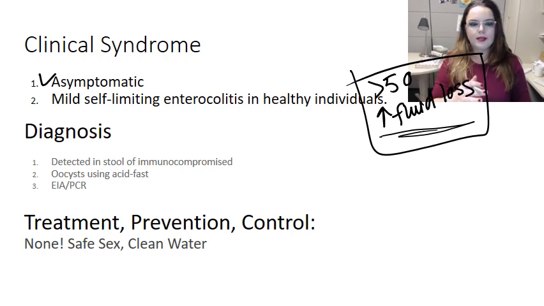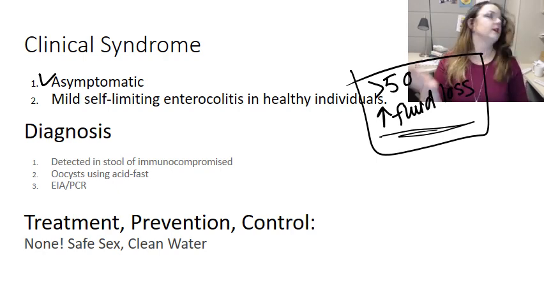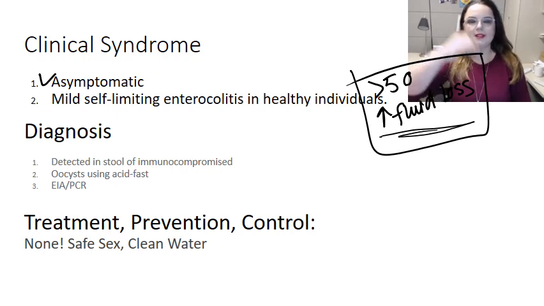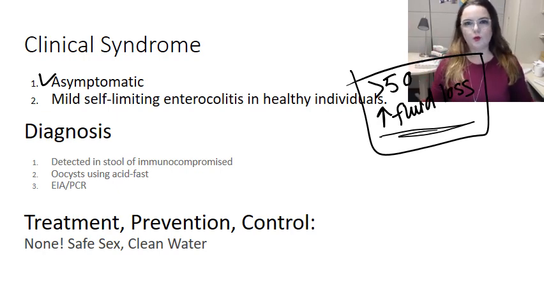Now, you might need to collect serial samples, just like I talked about with Giardia. You can see kind of showers of C. parvum, where you'll have lots of organisms in the stool one day and not so many the next day as the organism is making its way through the life cycle. Serologic tests are not currently available, so don't even bother with those.